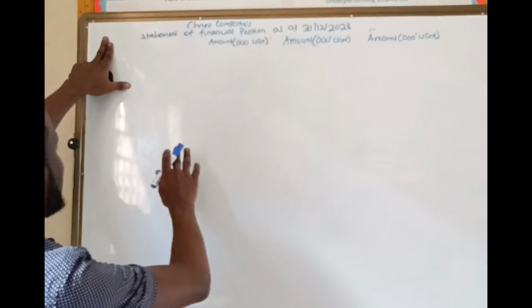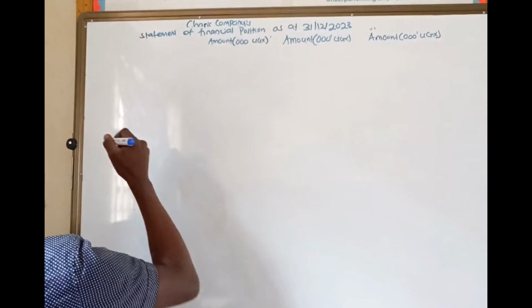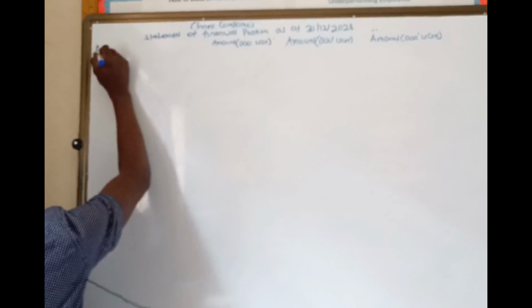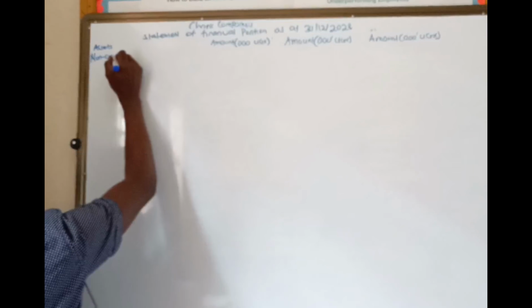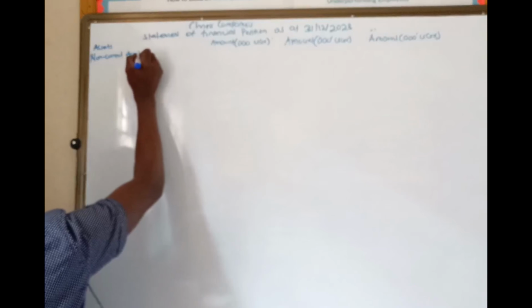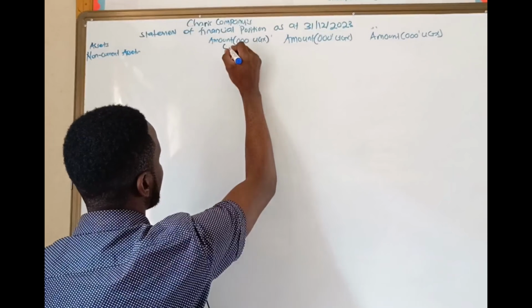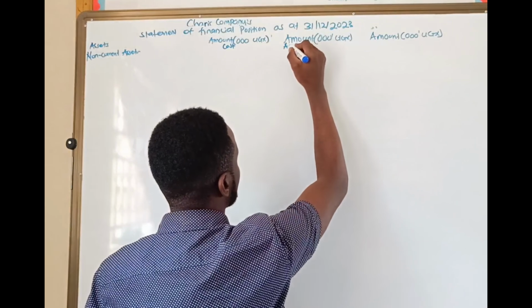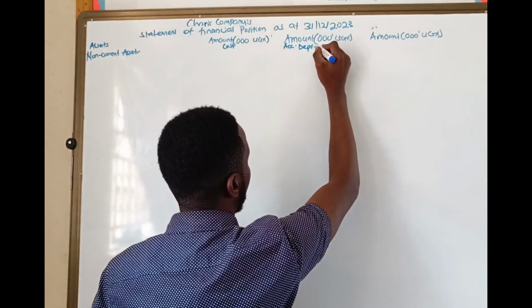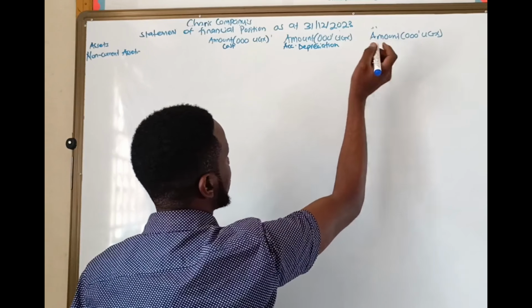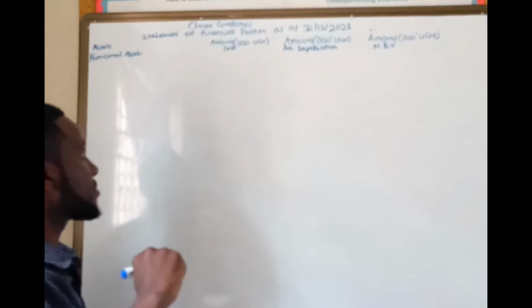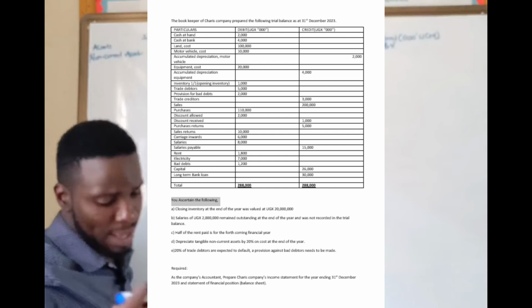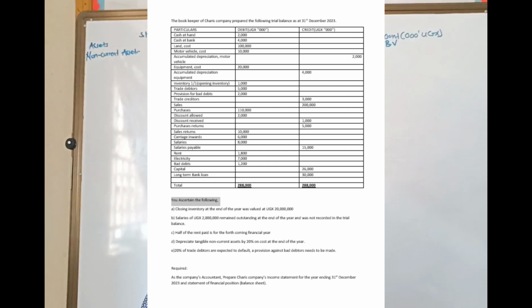So, when we are preparing the statement of financial position, of course, we shall start with our assets. And our assets shall have the non-current assets. Now, remember I told you here we shall have cost, accumulated depreciation, and also here we shall have our net book value. So, this is it. When you look at our trial balance there, we have our non-current assets. We have motor vehicle.